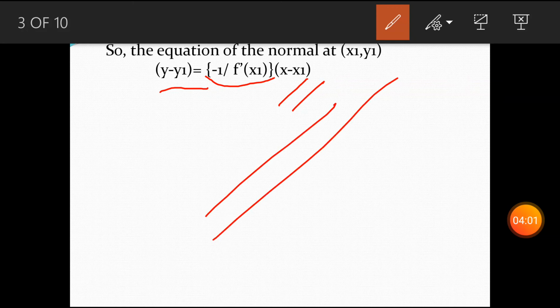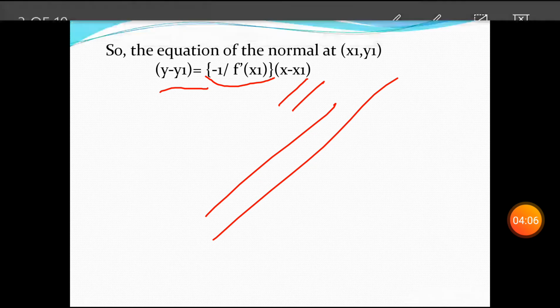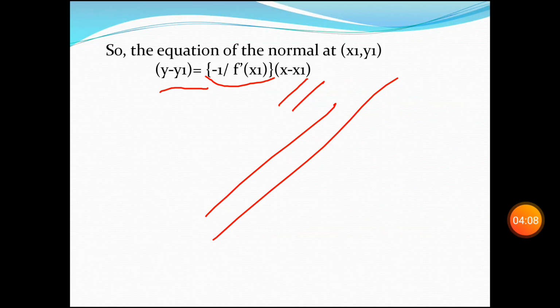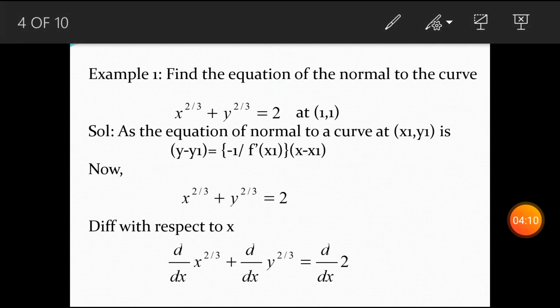This is the equation of the normal. That's very simple. Now you see a few of the examples. The first example is: find the equation of the normal to the curve. This is the curve and the point is given, (1, 1). That's very easy.